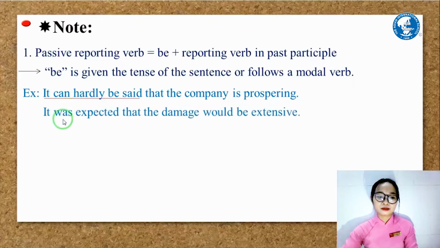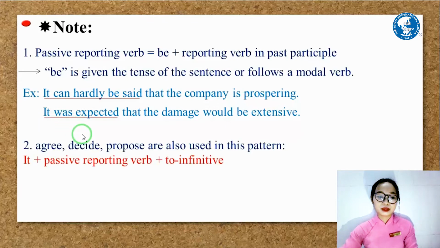Another example. It was expected that the damage would be extensive. In this sentence, be is in past simple tense, which is was or were. However, it is a singular subject, so we use was.